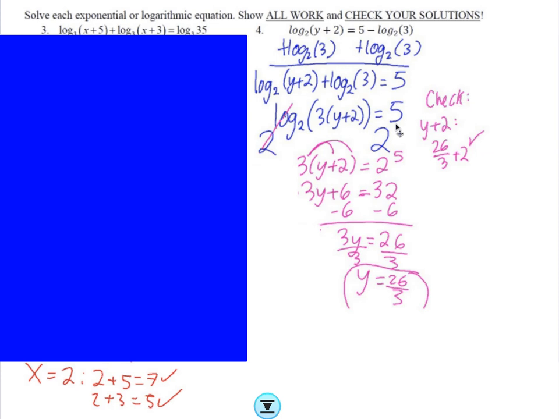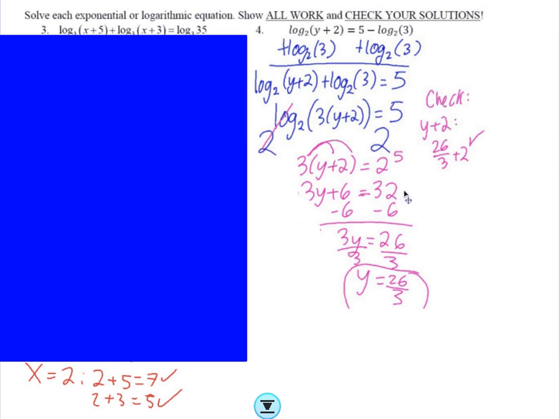Then we can exponentiate or drop a base of 2 on each side. We're choosing a base of 2 because the logarithmic equation here has a base of 2. So the 2 and the log base 2 are inverses, they cancel. So we get 3 times y plus 2 equals 2 to the 5th power. Remember, this 5 becomes an exponent, the base is now 2. So I'm going to distribute the 3 to get 3y plus 6, and then 2 to the 5th is 32.